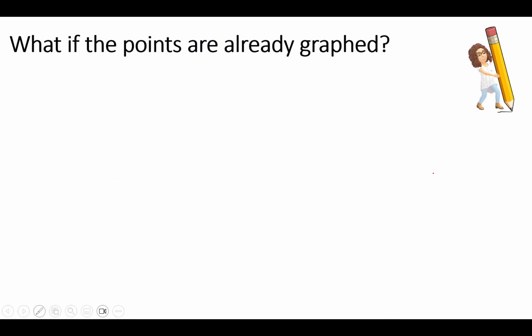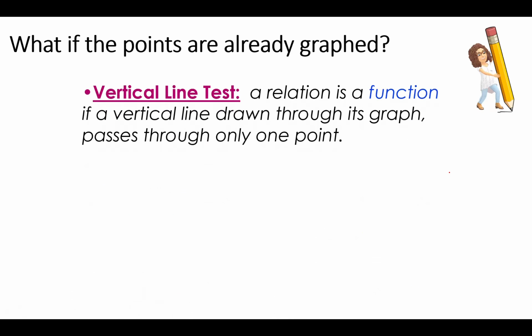So what if the points are already graphed? What if you have a graph? Well, in that case, we're going to use what's called the vertical line test. The vertical line test is a way to check to see if a relation is a function.